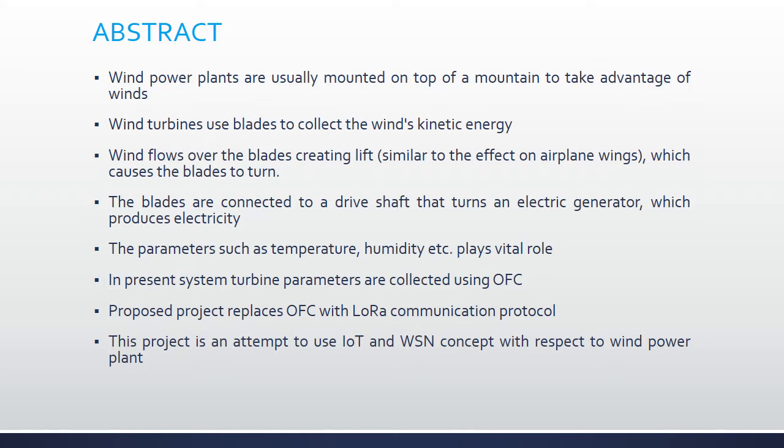Hence, monitoring the parameters of the wind turbine system is very important so that we can monitor the health of the whole working system. What kind of parameters are we supposed to monitor? Parameters like temperature, humidity, voltage, current, etc. They play a very important role.